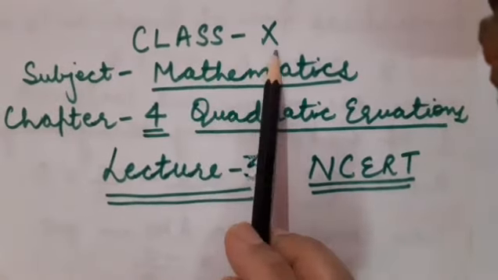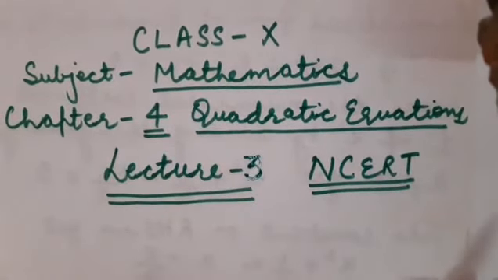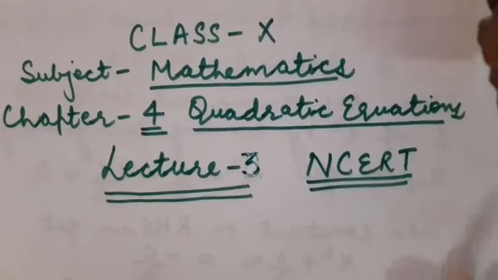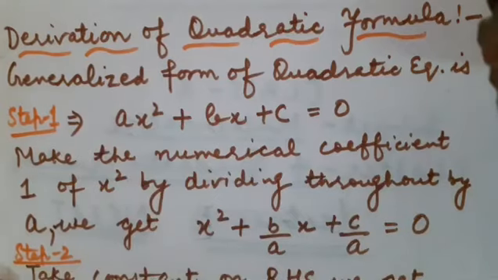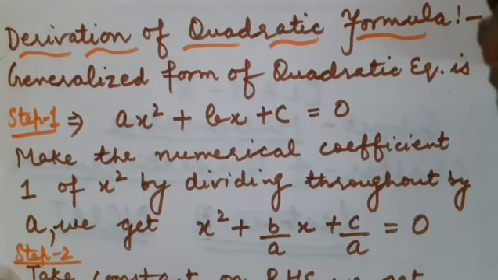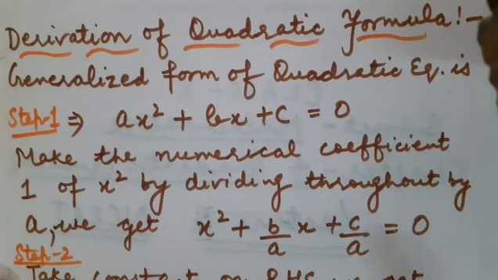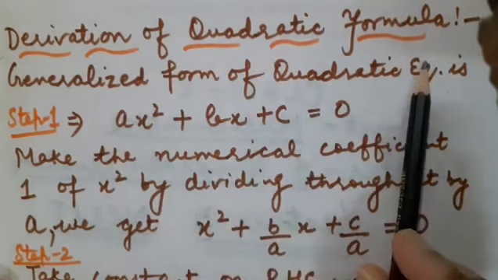This is class 10th, subject mathematics, chapter number 4, quadratic equations, lecture number 3, and the content I am going to cover from NCERT. Children, in my previous lecture, that was lecture number 2, I made you understand how to derive the quadratic formula using completing the perfect square method. So let us give a quick recall to the same concept, derivation of quadratic formula.